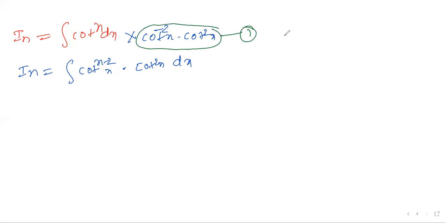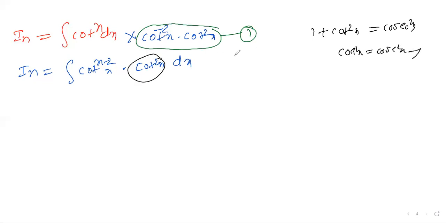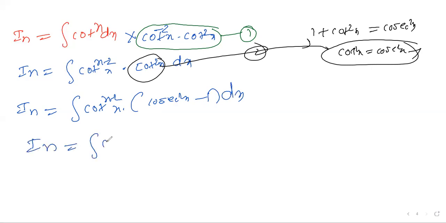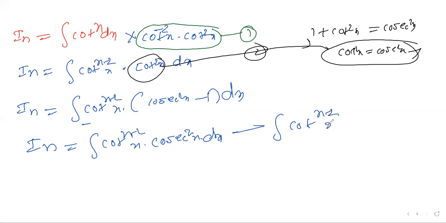Now step number 2 is, as I told you in the previous class, 1 plus cot square x is equal to cosecant square x. So cot square x is equal to cosecant square x minus 1. You substitute this value here. So this is step number 2. In is equal to integration of cot power n minus 2x into cosecant square x minus 1 into dx. Continuing, In is equal to integration of cot power n minus 2 into cosecant square x dx minus, multiplying this with the 1, cot power n minus 2 x dx.